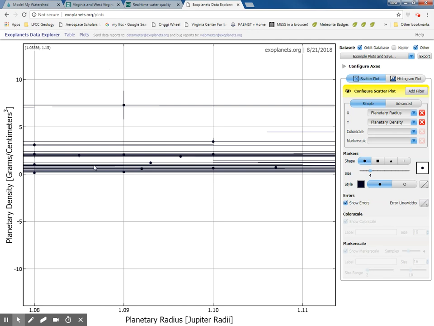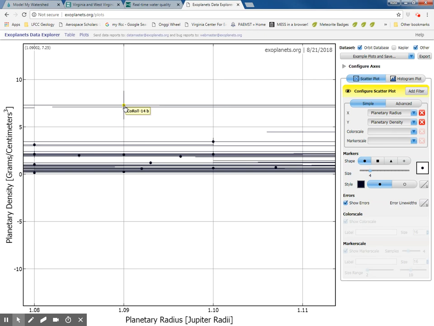There are planets that are the size of Jupiter that are more dense than the Earth. This is kind of interesting because, in our solar system, we think of the inner planets as being small and dense, and the outer planets as being very large and not so dense. But it's not always the case that those two variables go together that well.